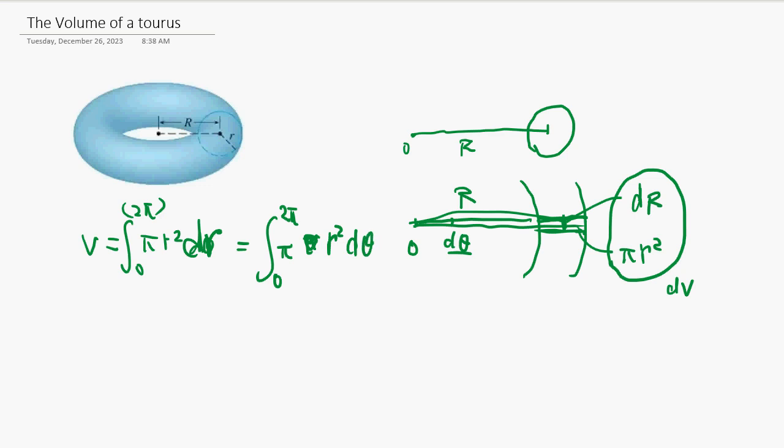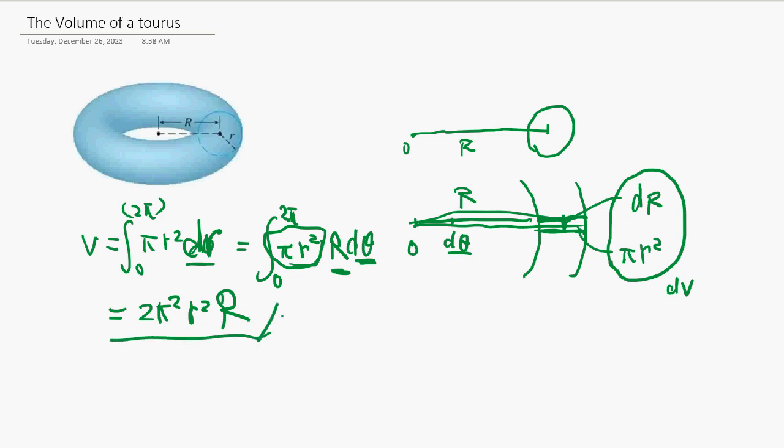Sorry, it's a mess here. R squared and r, this is a radian angle, so R d theta is dr. Okay, so this is constant all along the integral, so it's going to be 2 pi squared r squared R. Okay, simple, right? It's so simple, but you have to be careful here.